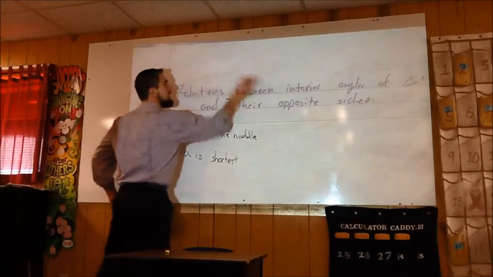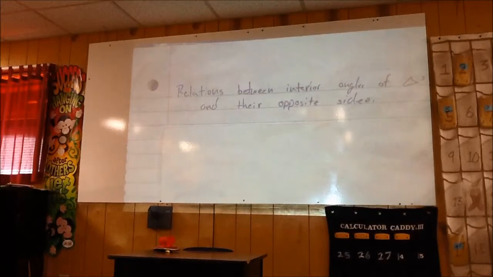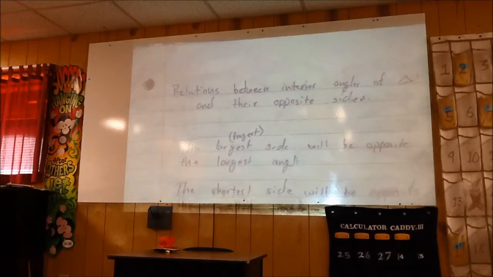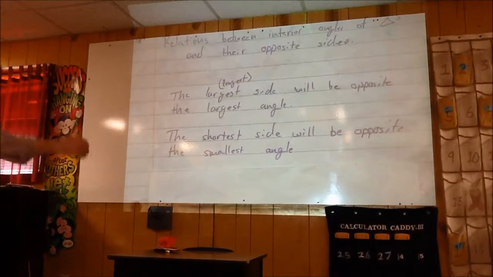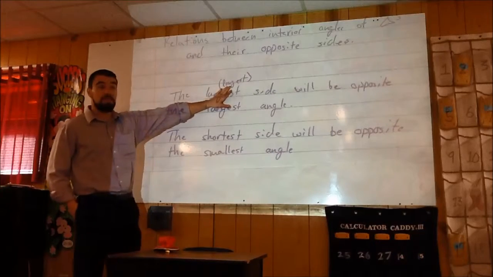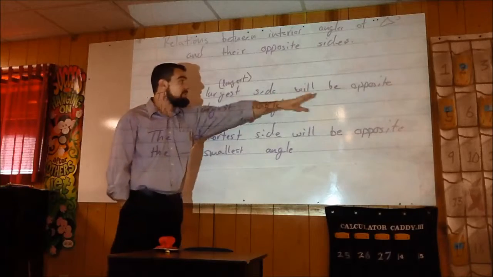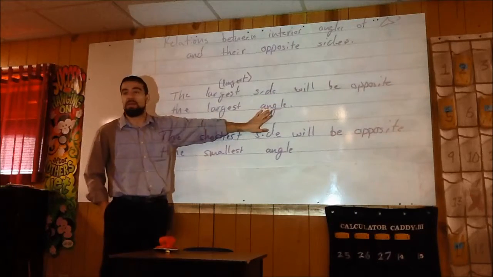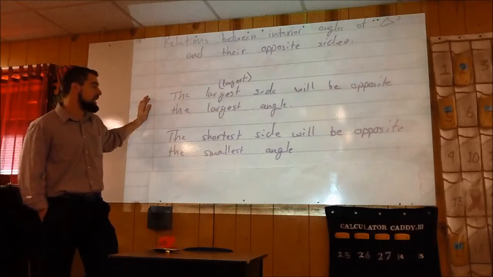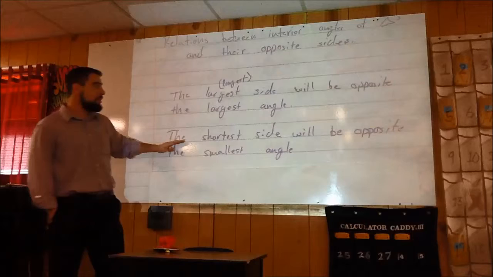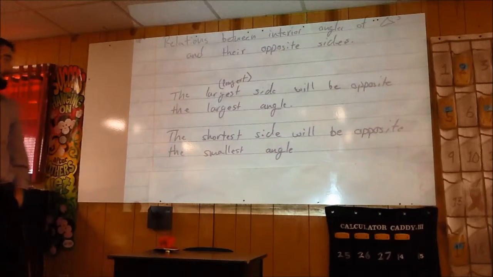what always happens in triangles is that the largest angle is opposite the largest side. And then the shortest side is always opposite the smallest angle. So the largest, and I just put in parentheses the longest side, will be opposite the largest angle. This is always true. The largest side has to be opposite the largest angle. And also the shortest side, or the smallest side, is always going to be opposite the smallest angle.